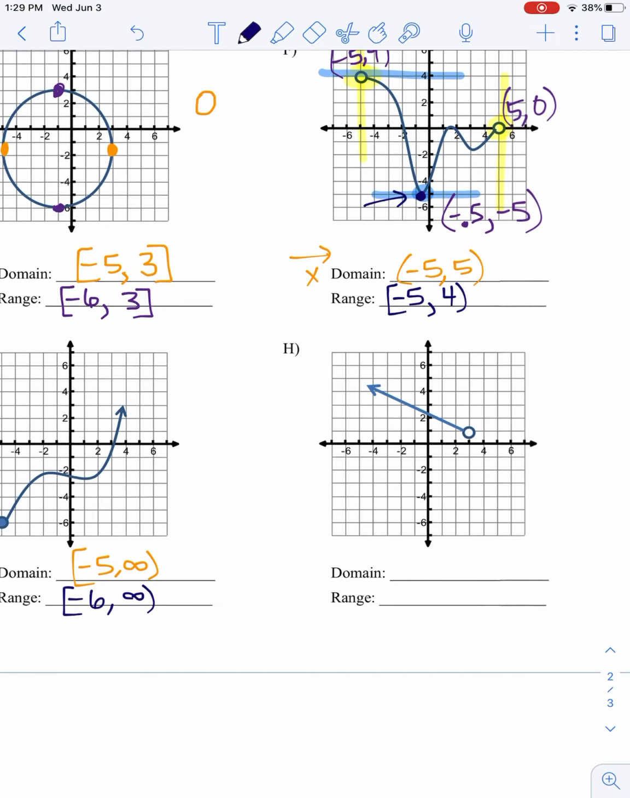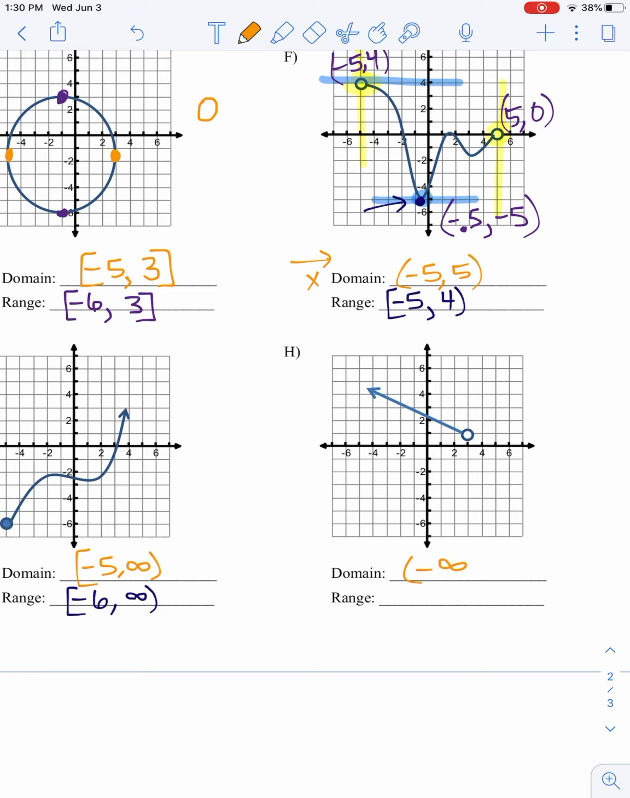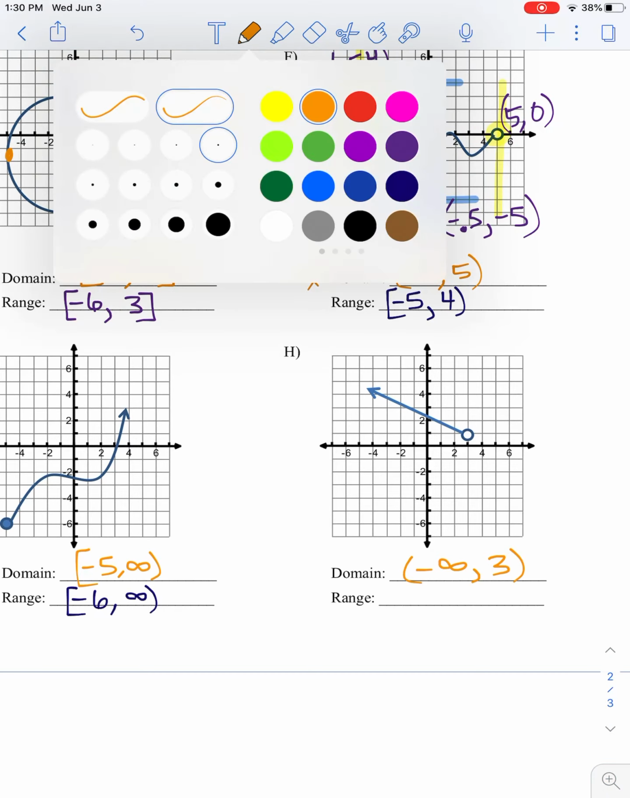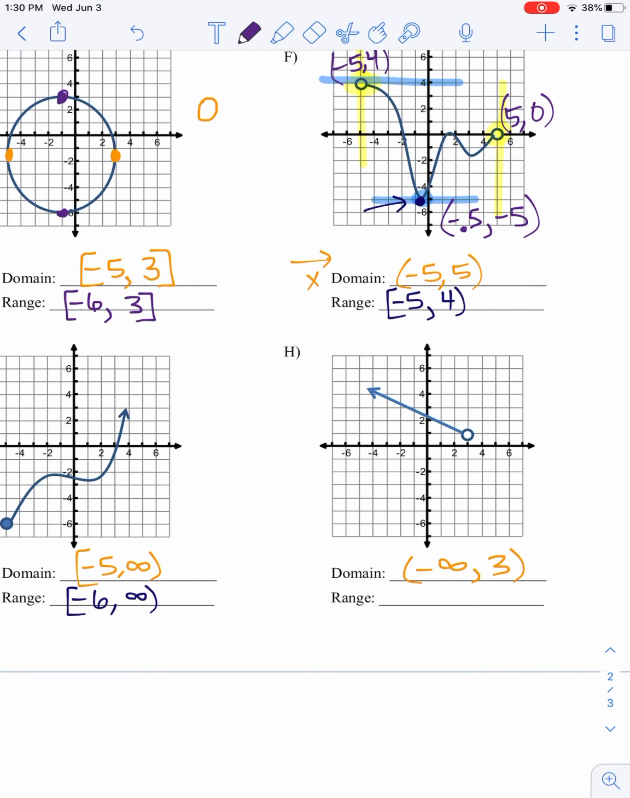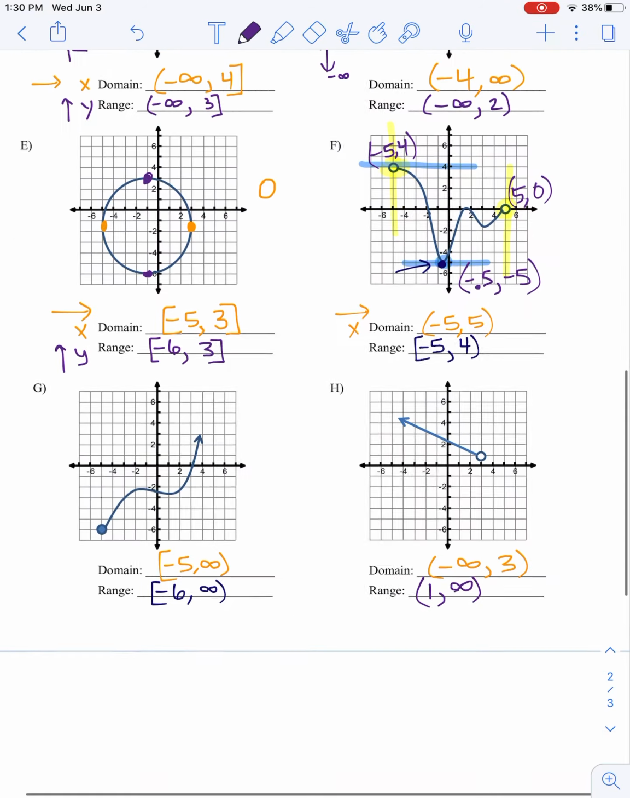And let's also see how we did on part H. Starting with domain left to right, I'm going from -infinity to 3. Both parentheses there because we have an arrow and an open circle. And for the y's, the range lowest to highest, I'm starting at 1 and going up to infinity. And those are both parentheses because once again I have an open circle and an arrow.